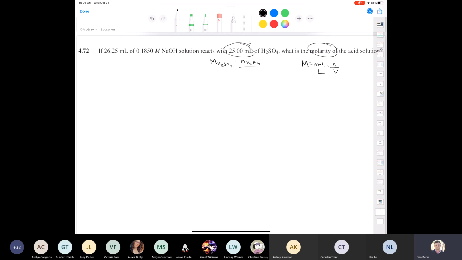This is equal to 0.02500 liters. All I did was divide that by 1,000. So let's put that in here, 0.02500 liters. So now what's the problem? The problem is figuring out how many moles of sulfuric acid there are. If we know that, then we can just divide that by 0.025 and we're done. Plug it in the calculator and go home, right? What's the tricky part then?